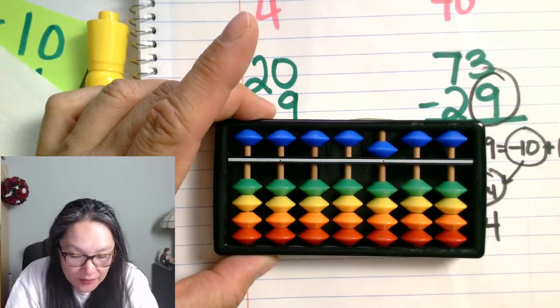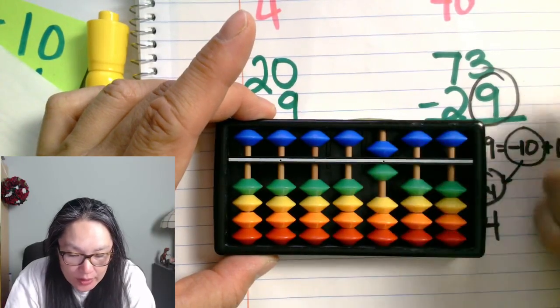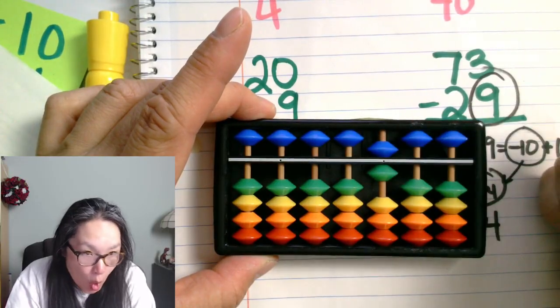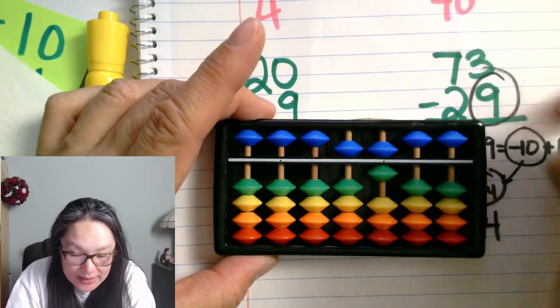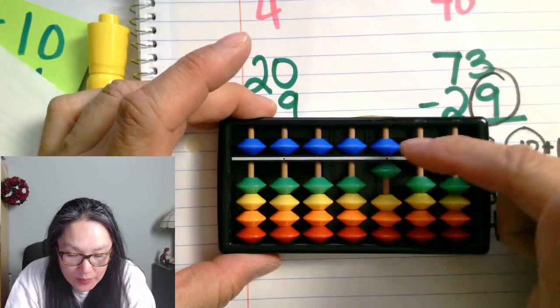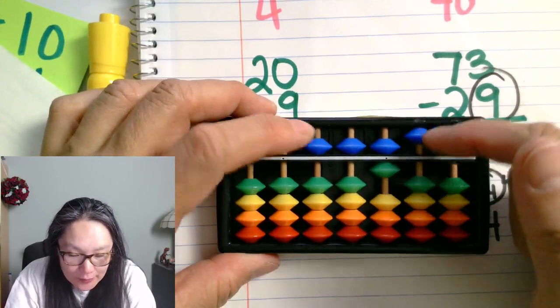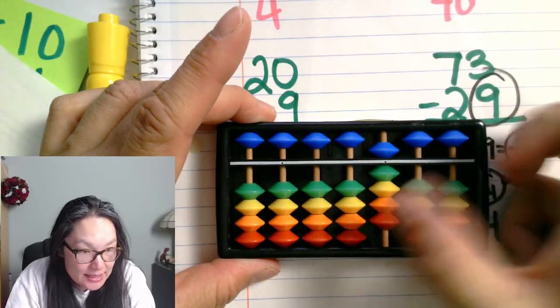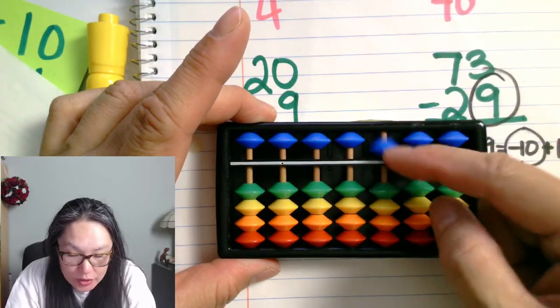Because the top bead is 5, we have 6. How do I know this is 6? Because the bottom bead has a value of 1, and the top bead is always a value of 5, no matter what. This is 5, that's 5, these are all 5s. But this is 6. So, that's 6, this is 7, this is 8, this is 9. Because this is 9, we could do 10.